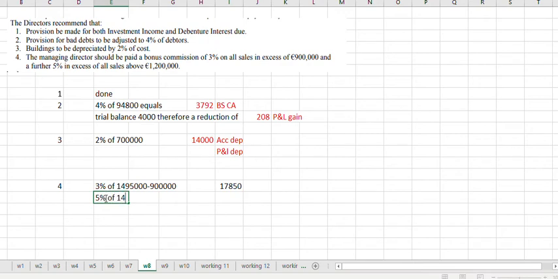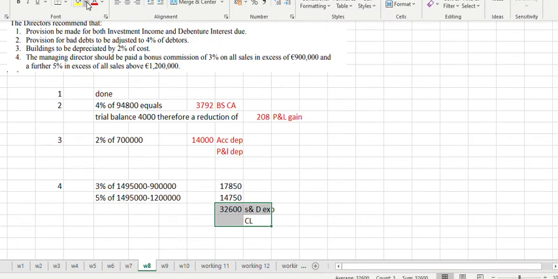Then also anything above 1.2 million, so 5% of 1,495,000 minus 1.2 million. Make sure I have my zeros correct. And that gives you 14,750. So in total, 32,600. This is a selling and distribution expense and also a current liability, commission due. So that's your total figure there.